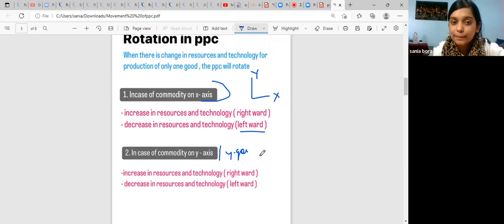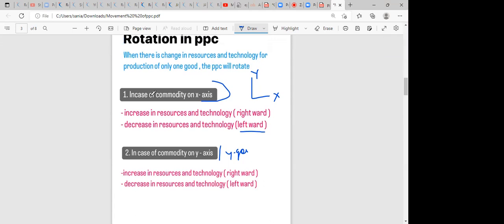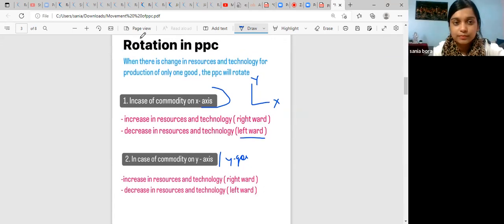Clear? Write it down. And similarly, if you want to make arrows, you can.